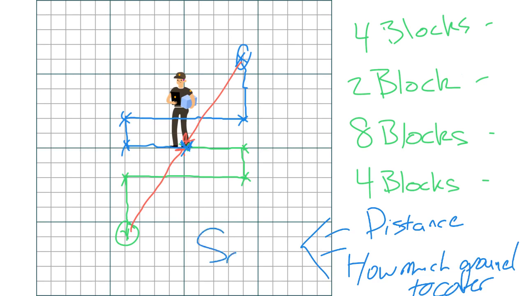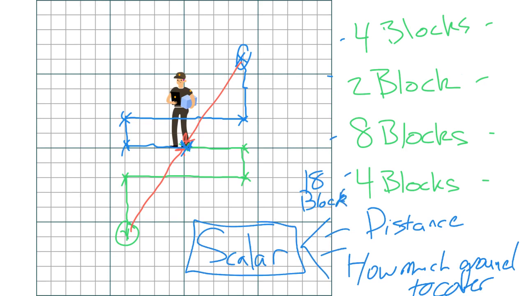And so this type of measurement is called a scalar quantity, where we have an amount, but we don't have a direction. We have a magnitude, but we don't have a direction. We're given how far they traveled, and they traveled 18 blocks in total, 4 plus 2 plus 8 plus 4. We know they went 18 blocks, but we don't know what direction they went in.